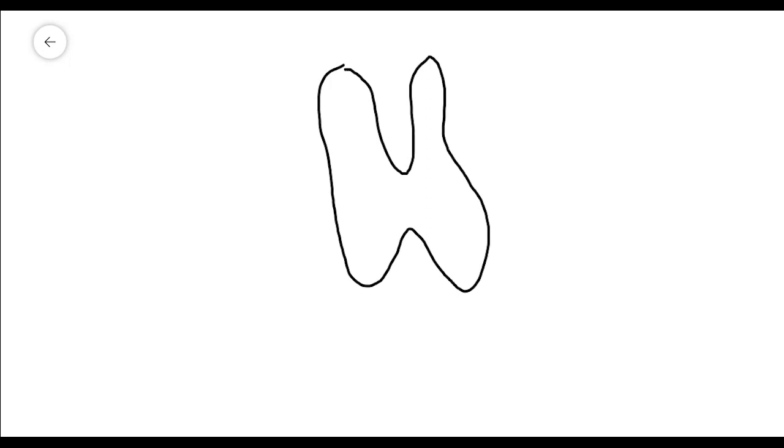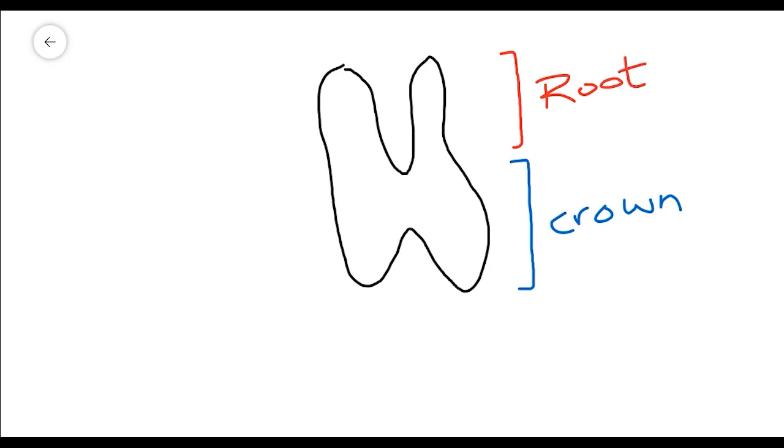Okay, so the tooth is divided into two parts. We have the crown portion of a tooth and we have the root. This portion that is normally visible in the oral cavity is known as the crown. Now this part of the tooth that is not normally visible in the oral cavity, unless there is some pathology that we will discuss in our future video, is known as the root. So the tooth is divided into two parts: the crown and the root.